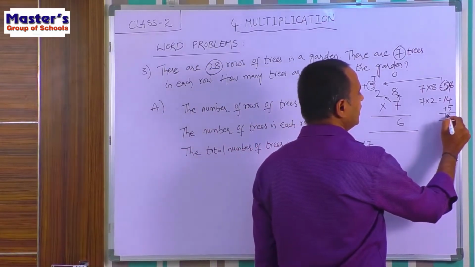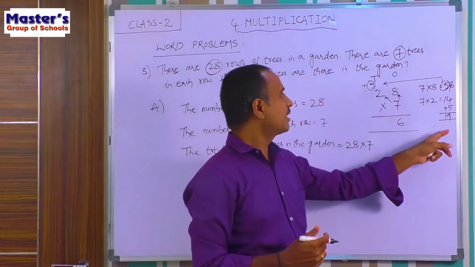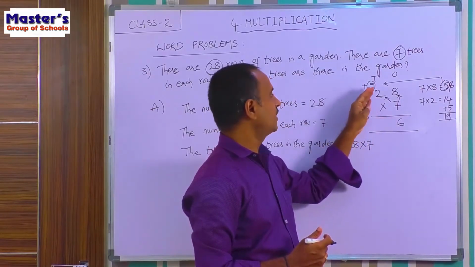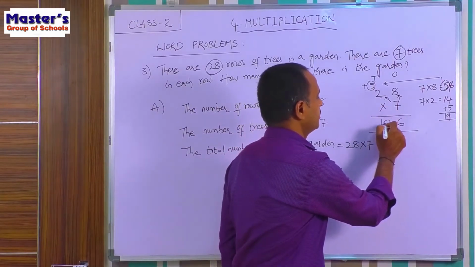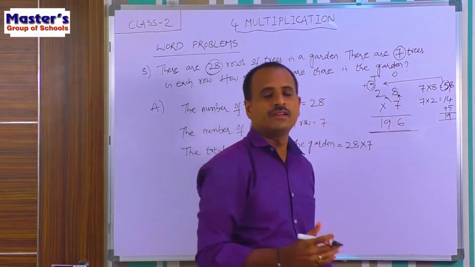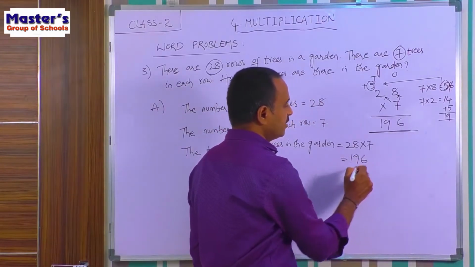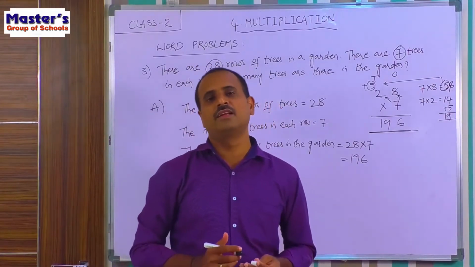So the answer is 19, and it is a 2-digit number, but there is no need to carry because there are no more places. That is, there are no more digits after tens place. So write the whole number 19 under tens place. The answer is 196. That means there are a total of 196 trees in the garden.